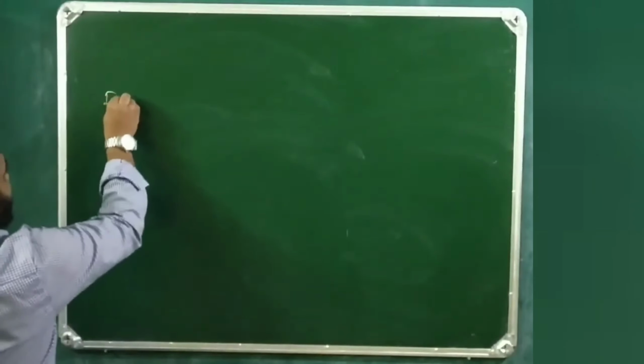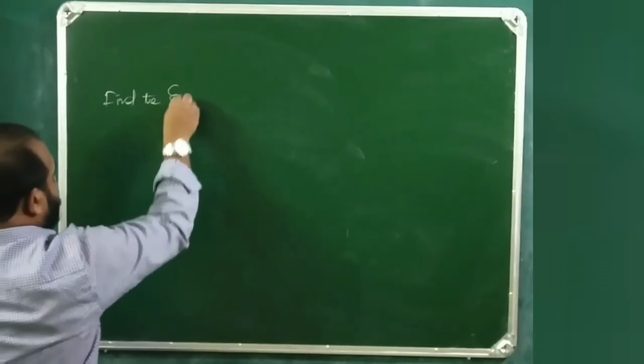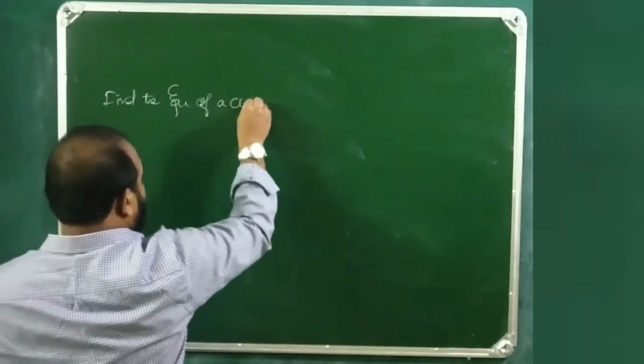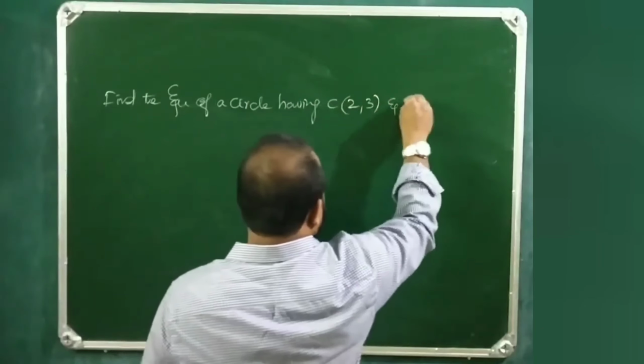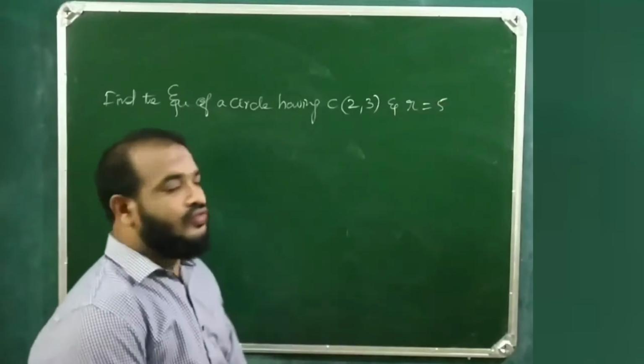Find the equation of a circle having center C(2, 3) and radius r equals 5. So what is the equation of the circle when you are given center C(2, 3) and r equals 5? So (x minus h) whole squared plus (y minus k) whole squared equals r squared. Here (x minus 2) whole squared plus (y minus 3) whole squared equals 5 squared.